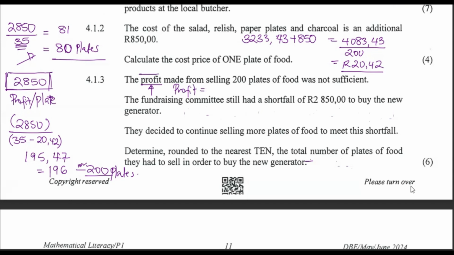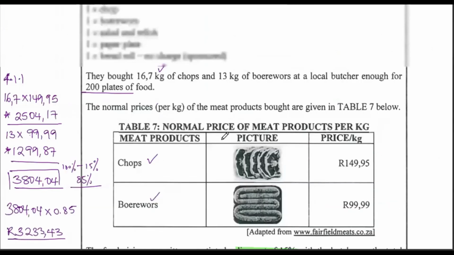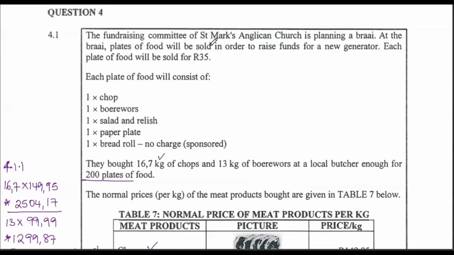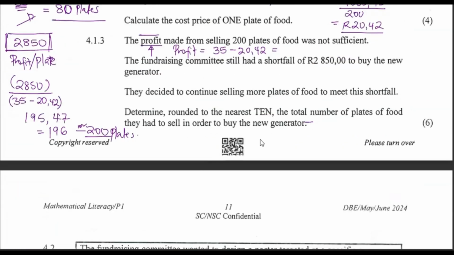Profit made on one plate: remember, the selling price minus the cost price. Each plate is sold at 35 rands. But we found out the cost for each plate is 20.42. So how much profit do they make? So this is what we are looking at. They make a profit of 14 rands 58 a plate.